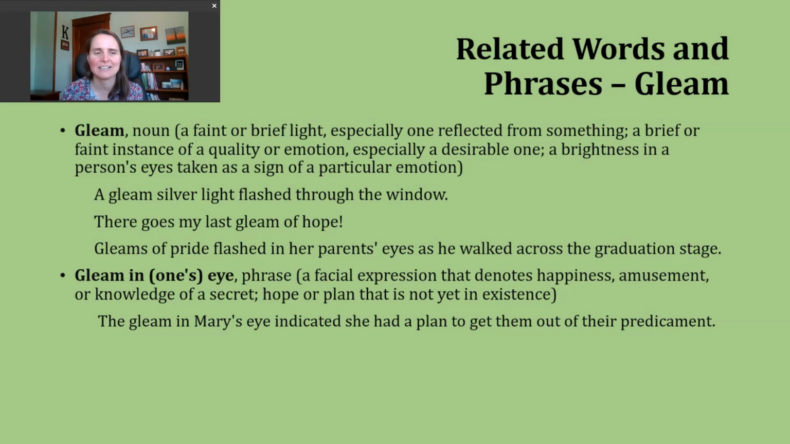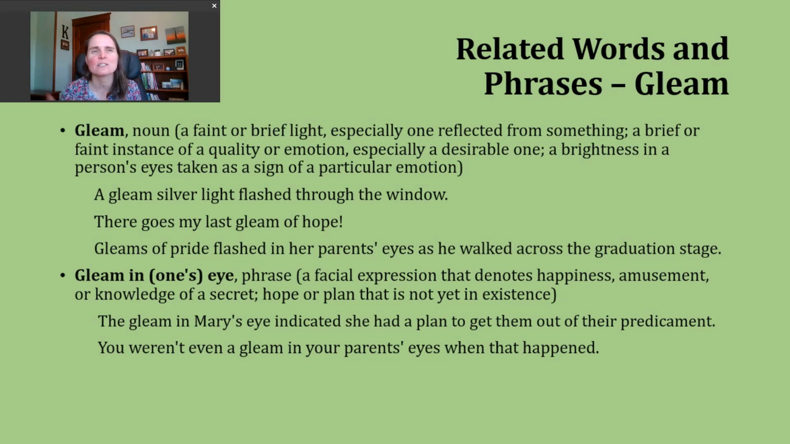She has a plan. Now, a second way gleam in, and of course it could be the name of a person, it could be a possessive noun, possessive adjective as well, just kind of depends on its use there. But a second way to use gleam in one's eye refers to either a hope or a plan that is not yet in existence. So we're going to tend to see this in the negative.